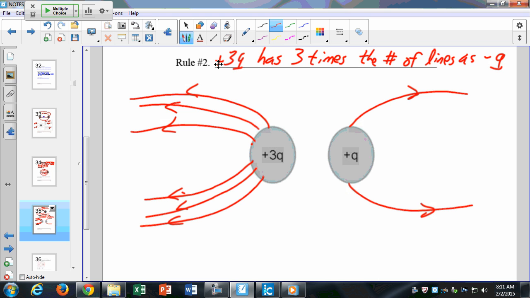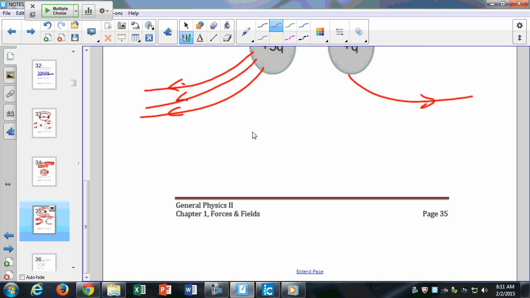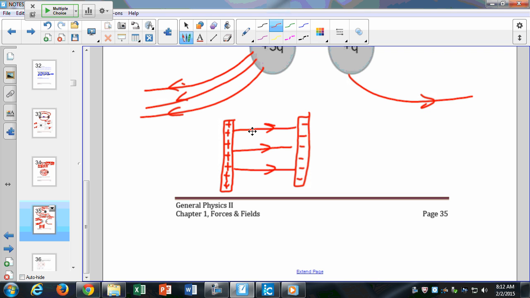Right. In the lab, you're going to do some other configurations. Like, for example, you'll do 2 plates like this. We'll get into this quite a bit in a couple of chapters, where you have one plate that's made of positive charges and one plate that's made of negative charges, equal number of negative charges. And in this case, you get a very regular electric field that looks like this.